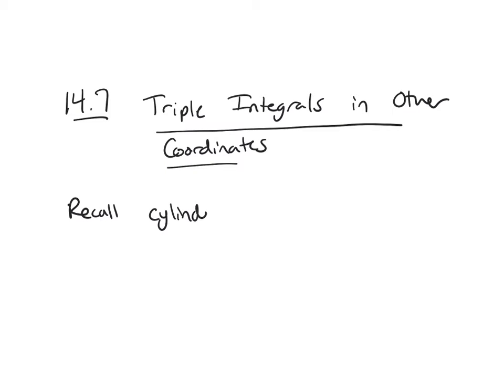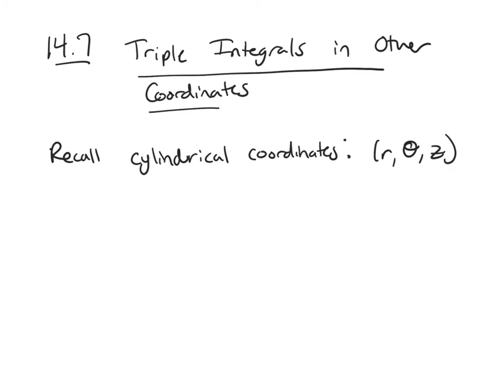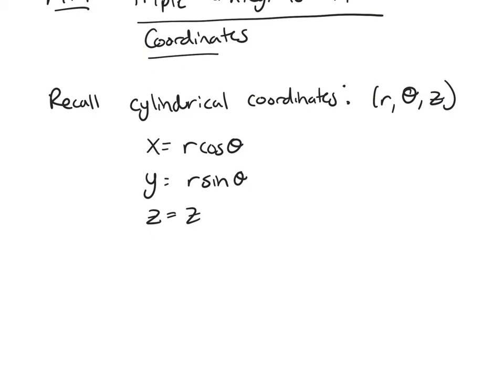So we talked about cylindrical coordinates. And remember, cylindrical coordinates are represented by an r, theta, and a z. And then we had some conversion equations. So this was x equals r cosine theta, y equals r sine theta, and then the z coordinate stays the same from rectangular to cylindrical. So remember, this is essentially polar, but in 3 dimensions.